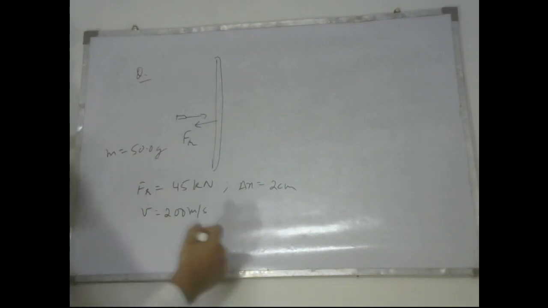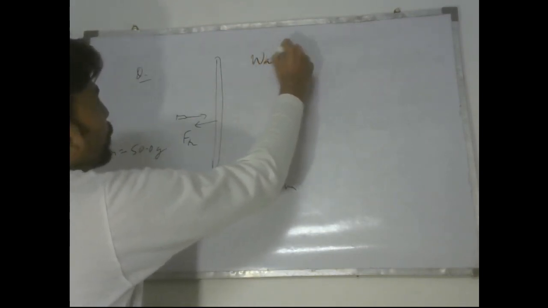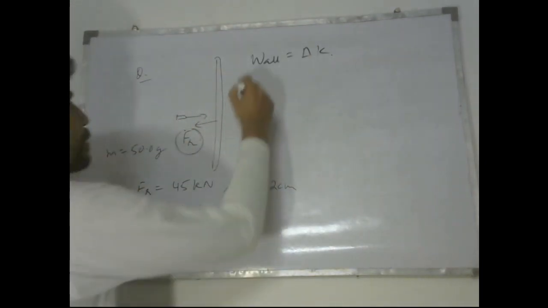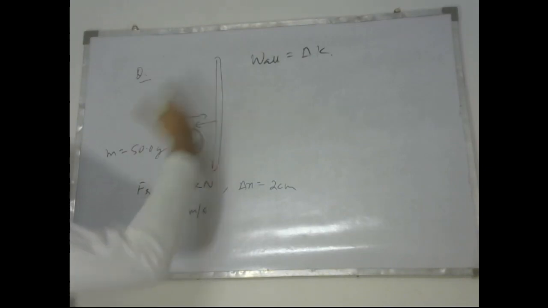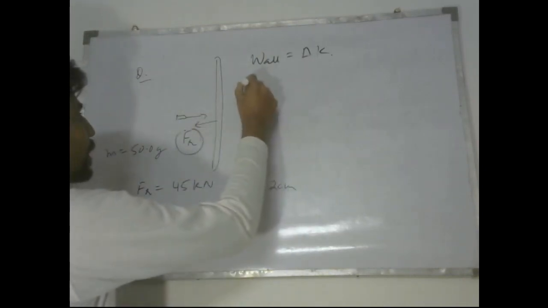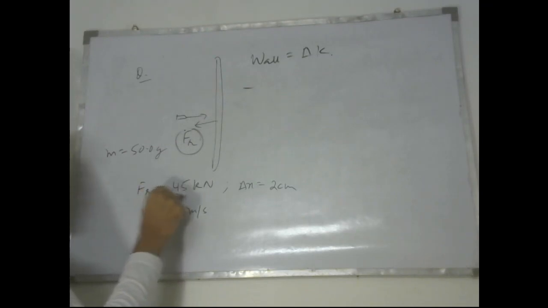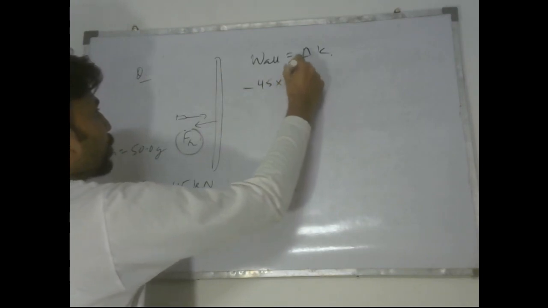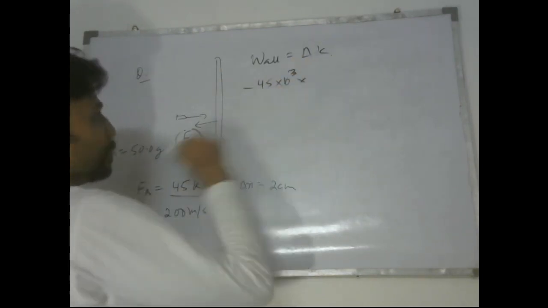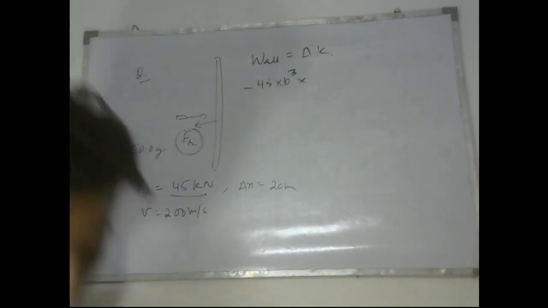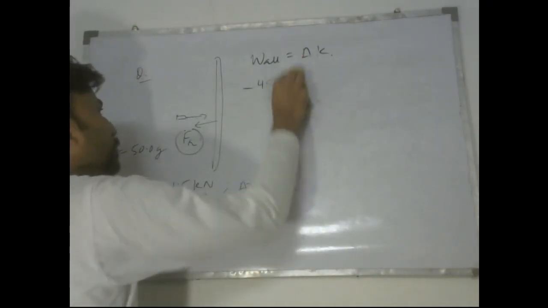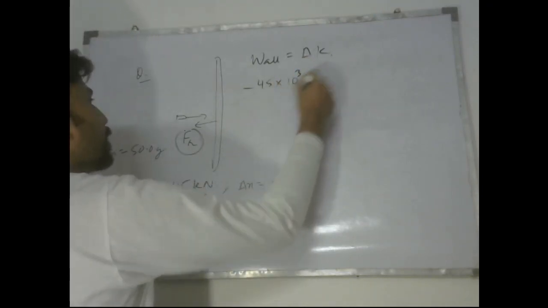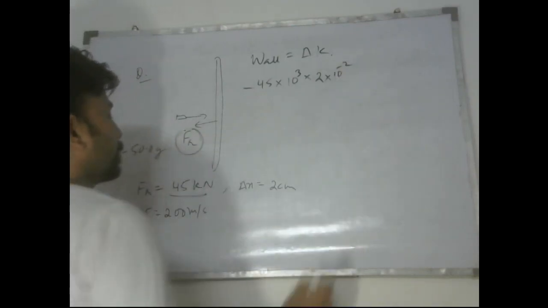So we will be applying the work energy theorem: work done by all forces equal to change in kinetic energy. The only force working here is the resistive force, and it is working in the direction opposite to the displacement of the body, so it is a negative work. The force acting on the body is 45 kilonewton, that is 45 times 10 to the power 3, into the displacement of the body, that is 2 centimeter, 2 times 10 to the power minus 2.